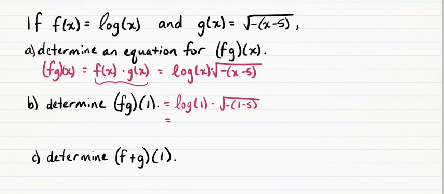The log of 1 is equal to 0. And here we get the square root of negative 4. So the square root of 4 is 2. And 0 times 2 is 0. So f times g of 1 is equal to 0.